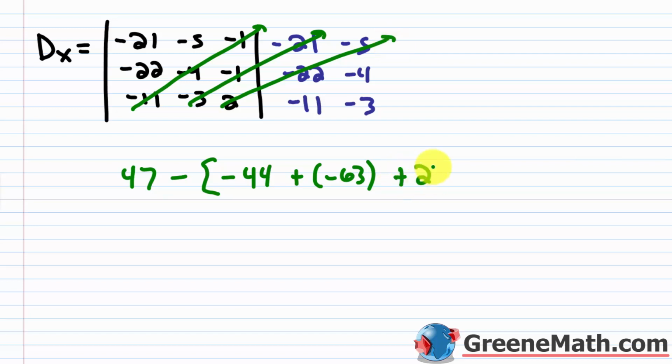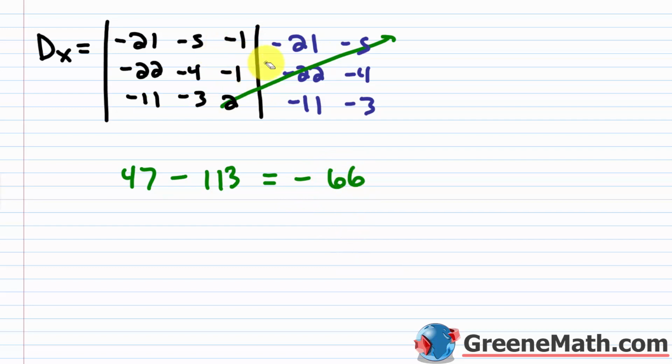So plus 220. So what is negative 44 plus negative 63? That's going to be negative 107. Okay. So if I did negative 107 plus 220, I get 113. Okay. So I'm going to put minus 113 here. So this is going to be negative. And basically, what is 113 minus 47? That's going to be 66. So this would be negative 66. Okay.